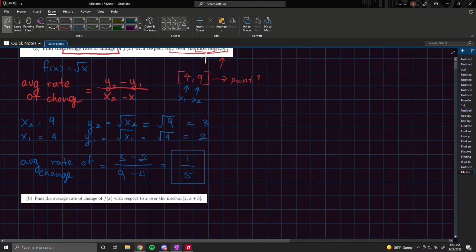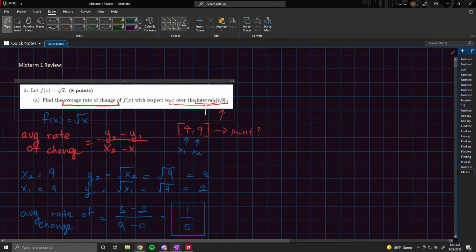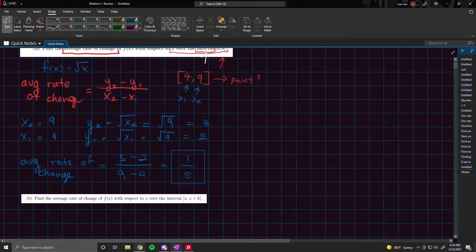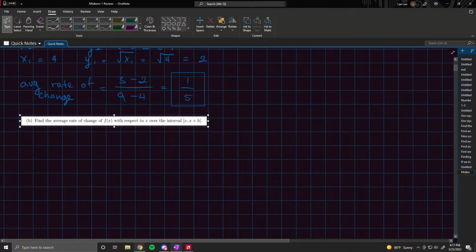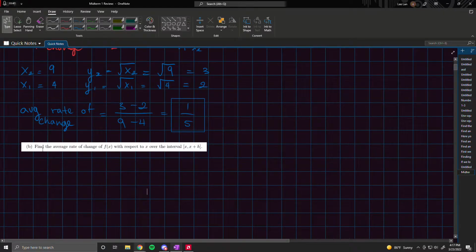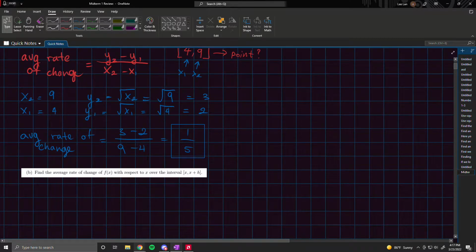So that's number 1. Find the average rate of change with respect to x over the interval from 4 to 9. Okay, so let's move on to number B. Find the average rate of change of f of x with respect to x over the interval from x to x plus h.